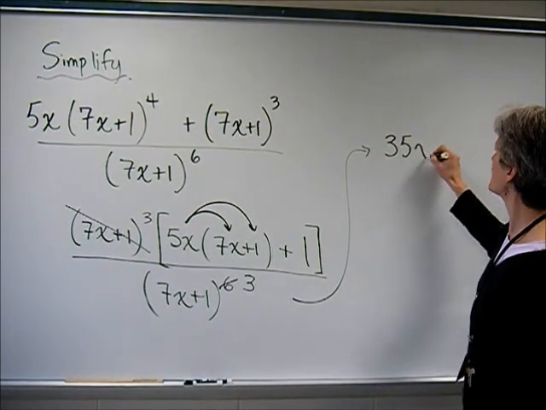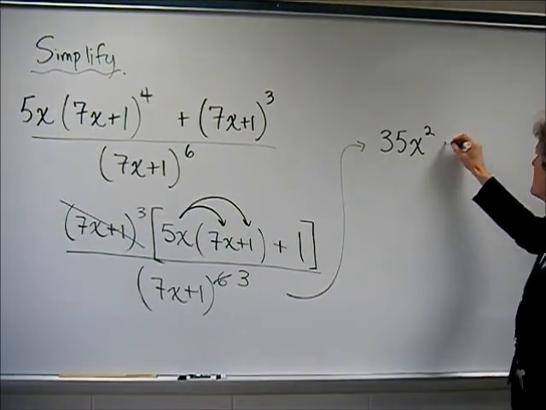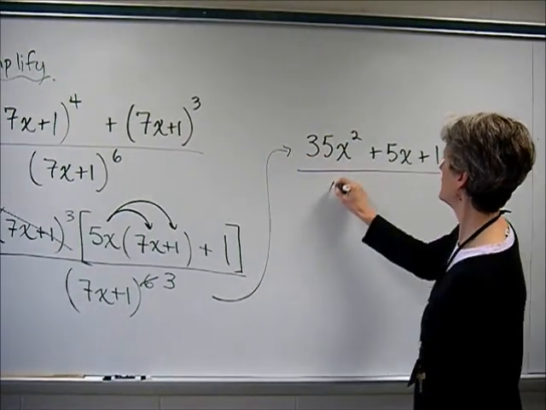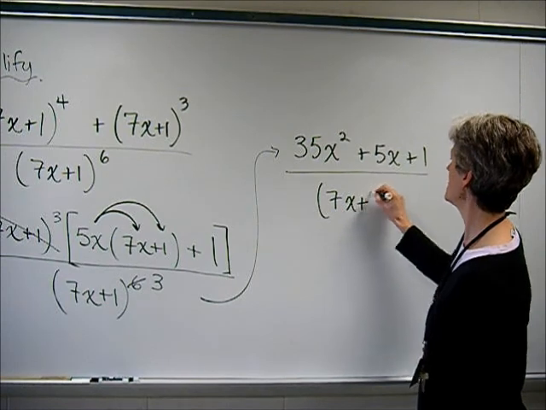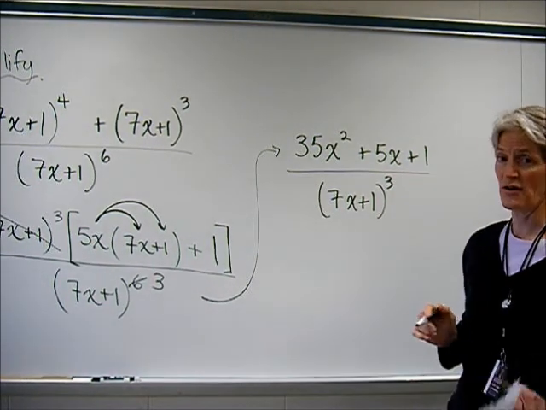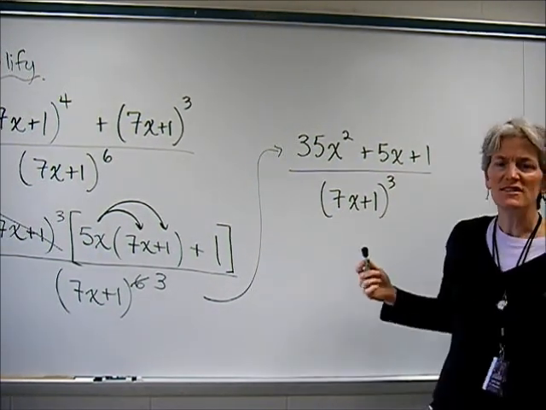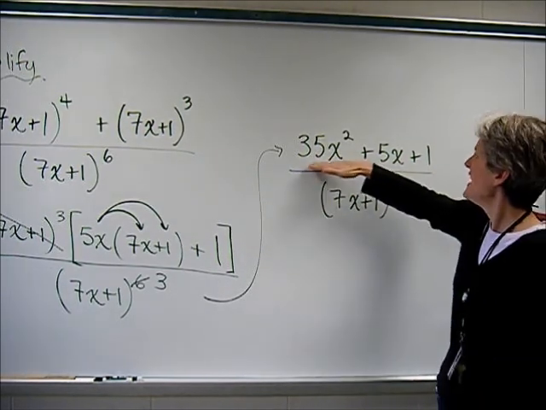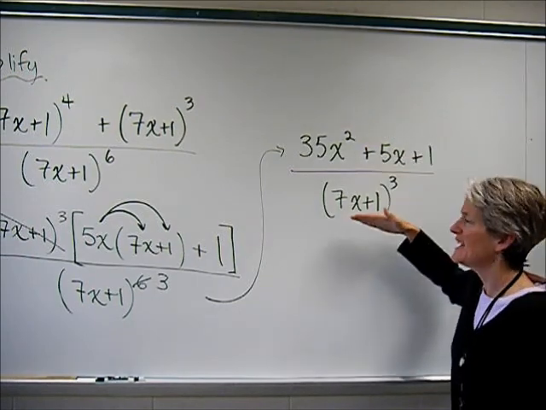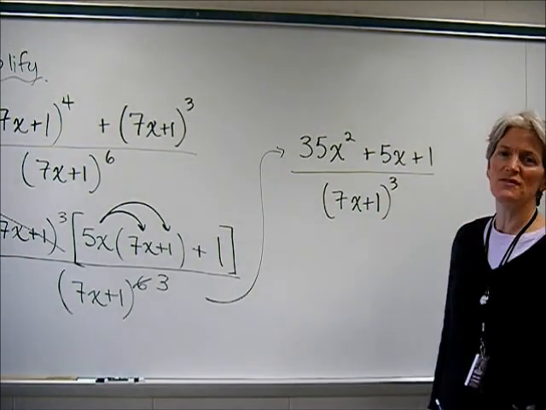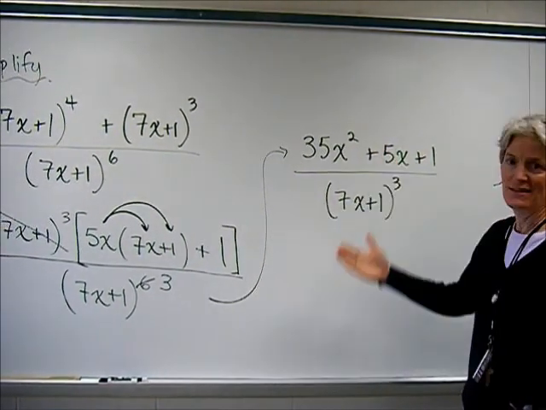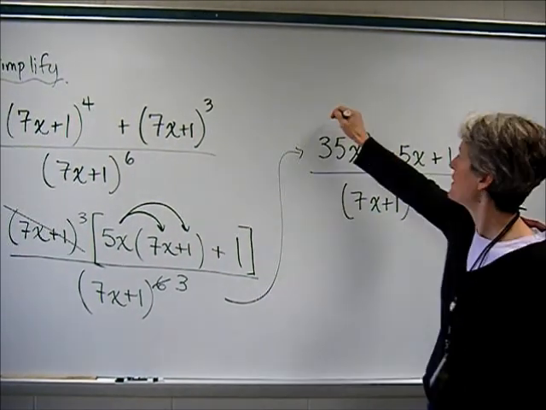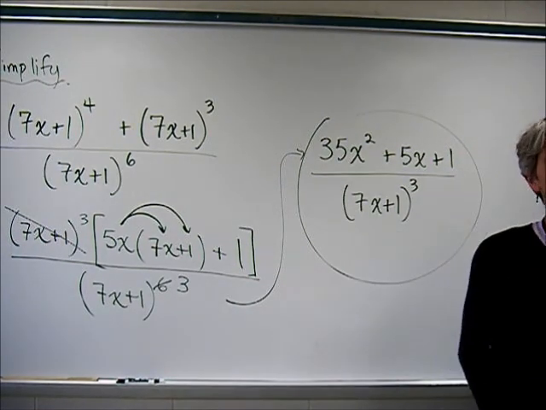(35x squared plus 5x plus 1) over (7x plus 1), quantity to the third. Now, whenever you're in this situation, you always want to look and say, could I simplify this more? If that's factorable, would that lead me to be able to do any more dividing? I don't think that's factorable. Even if it were, this would not be a factor, so I'm not even going to bother to pursue that. I have simplified.